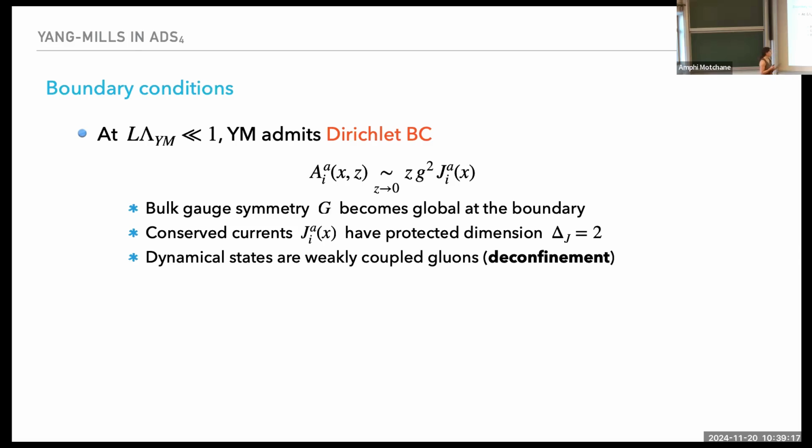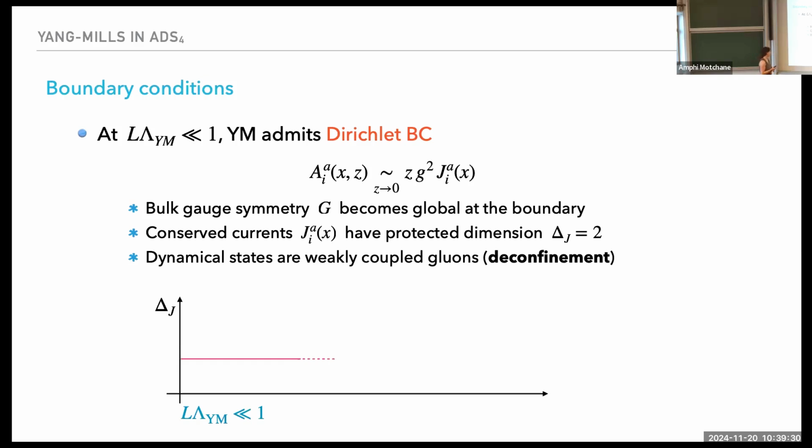And dynamical states corresponds to states which asymptote to this global current at the boundary, which are weakly coupled gluons, meaning that the theory in this case is deconfined. Okay, so let me stress the following point. We are at a small radius of AdS. We find that there is a state which is the current, which has protected dimension equal to 2. And even when we turn on the gauge coupling, the dimension of the current remains equal to 2.